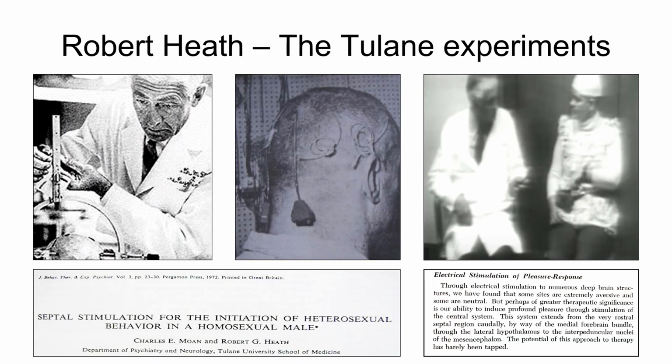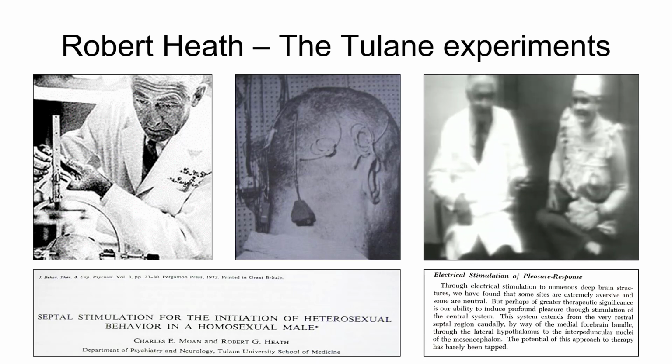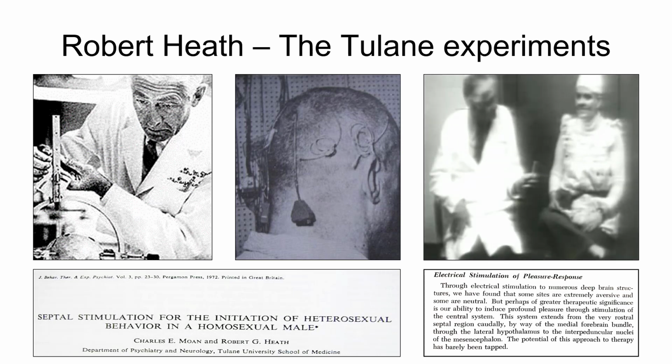Tulane psychiatrist Robert Heath started a chronic stimulation program in the early 50s. Eventually he focused on finding the pleasure center of the brain and concentrated on the circuitry between the septal area and the medial forebrain bundle and the nucleus accumbens. He implanted about 60 patients with up to 29 electrodes in each, and rather strange and questionable experiments were performed.